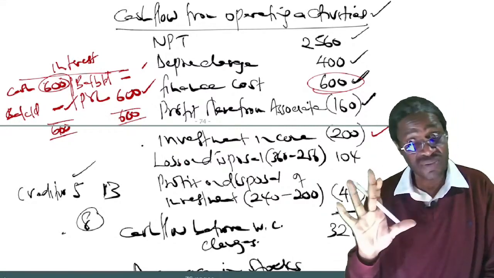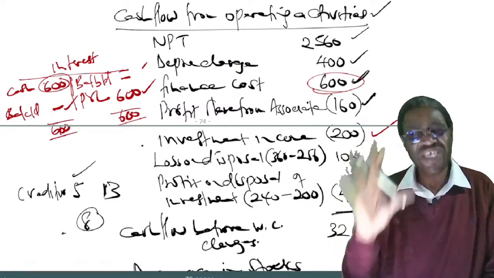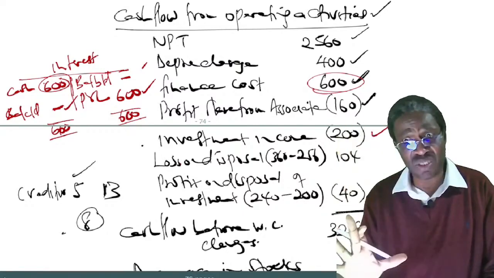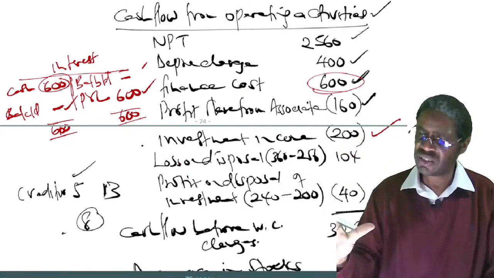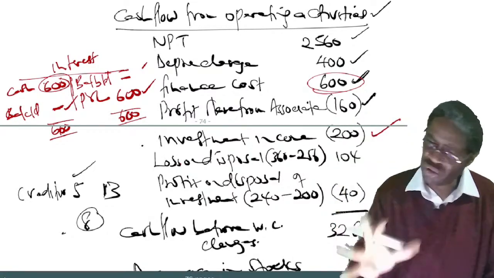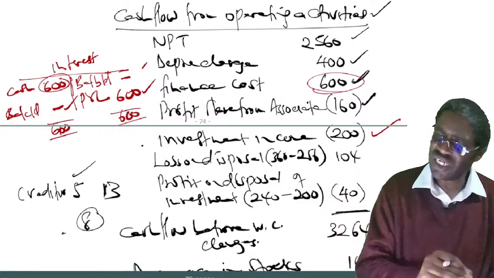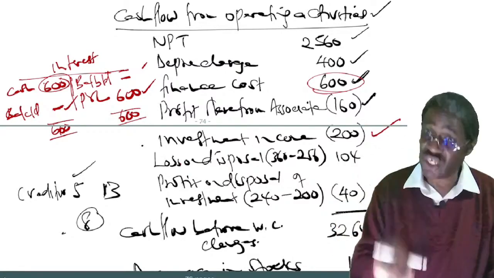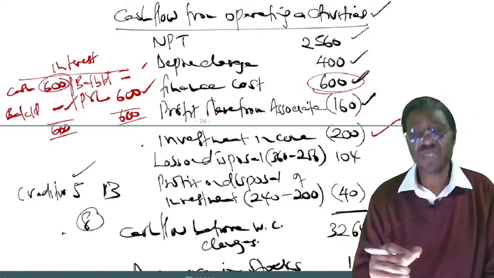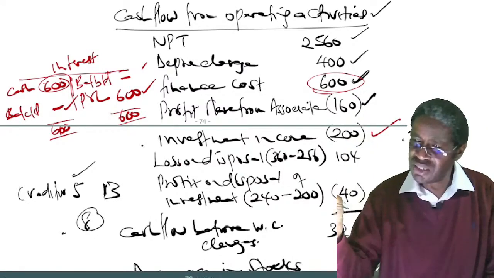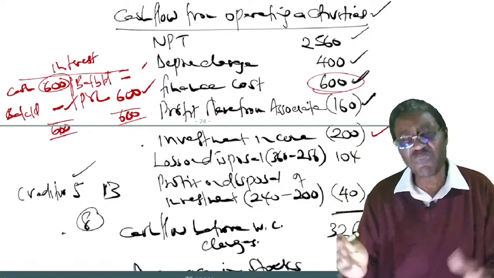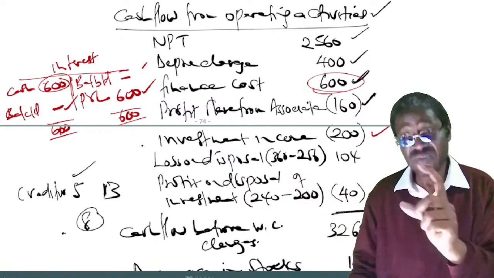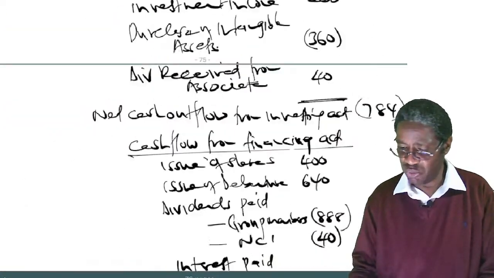I hope you are following. I have told you, we did not open interest account. But if there was an accrued interest, I would have opened. I would have brought down my accrued interest by the beginning, carry down the amount, whatever is the charge for the year, I charge. Then the balancing figure is what I paid. But for this question, the opening balance is zero, the carrying down balance is zero, but the charge for the year is 600. So you must have paid exactly the same 600. I hope you have got that point.